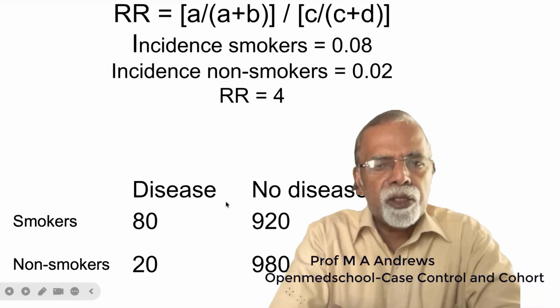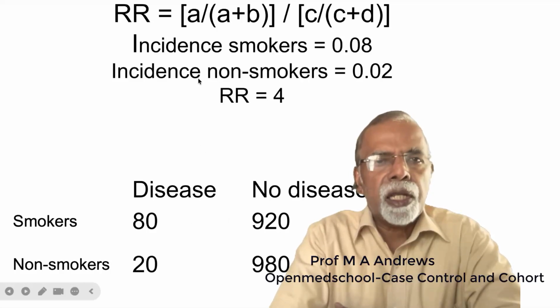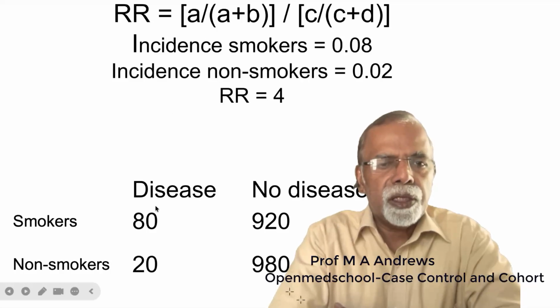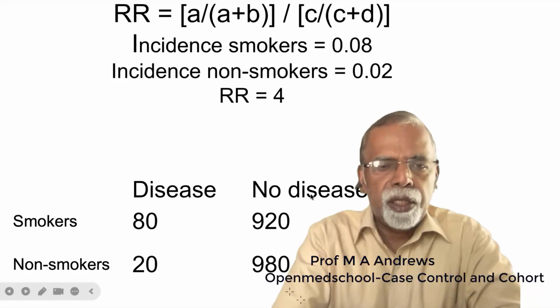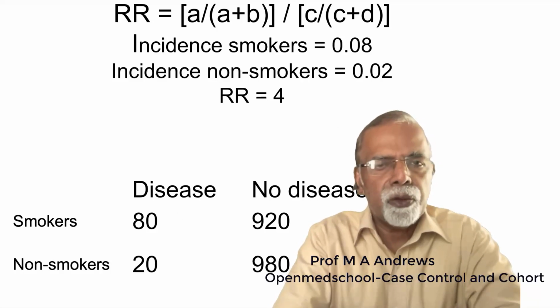So here you can see the calculations: smokers who had disease 80, and without disease 920. So total 1000. So first you calculate A divided by A plus B, that is the disease divided by total smokers. Then you go for the incidence in non-smokers. So total 20 had disease, 980 had no disease. So total non-smokers were 1000. So the value is again 20 divided by 1000. So the RR, or relative risk, is calculated by dividing these two, that is 0.08 divided by 0.02. Hope you understood how it is to be calculated. Again, I will explain in a little more detail when we discuss the 2x2 table.